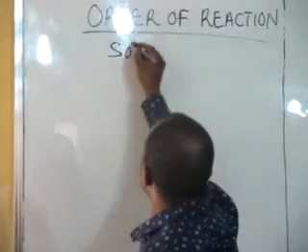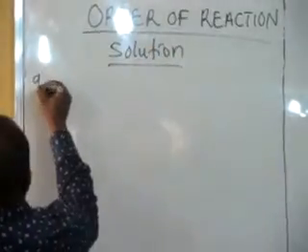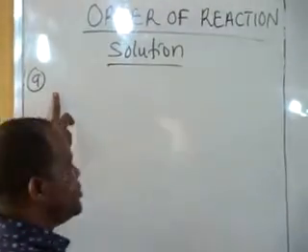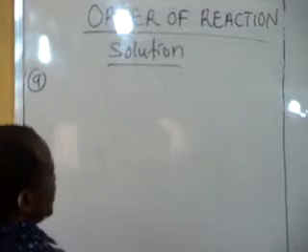Okay, solution. A. We want to find the order of reaction with respect to each of the reactants. Now the first thing that you have to do here is to write out the rate.